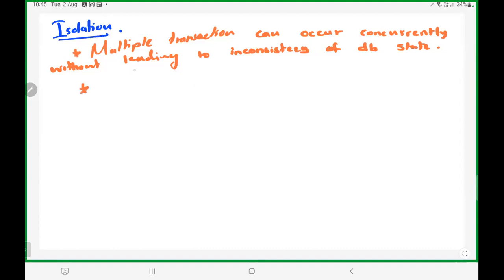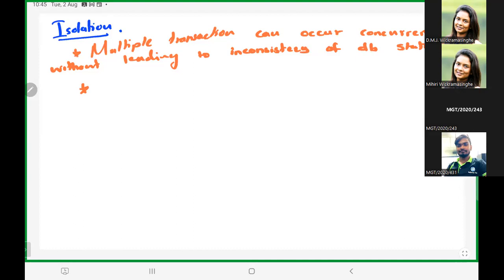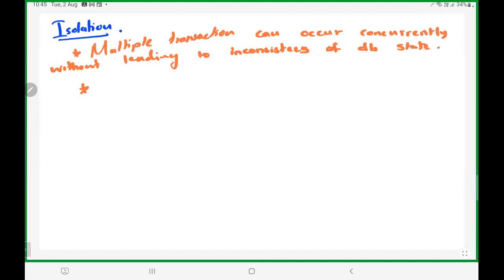So these transactions occur independently. That means when I deduct some amount from my account, it will not affect your account. So the transactions happen independently.